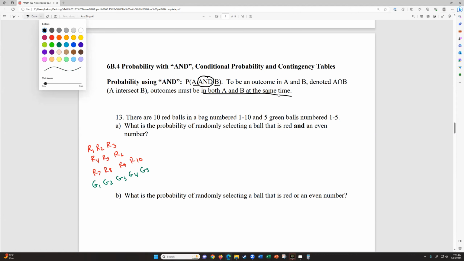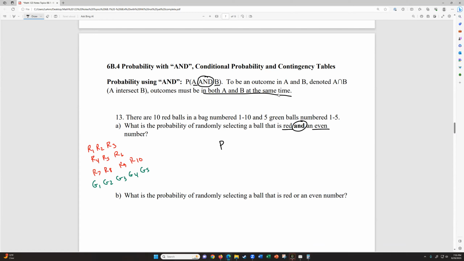And we're looking at the probability of selecting a ball that is red and even. Now we could actually see that directly from what we have listed there, because they have to be both red and even. So red even would be the 2, the 4, the 6, the 8, and the 10. So that's 5 numbers out of the total number of balls in the bag, which is 15. If we reduce that down, that is 1/3.